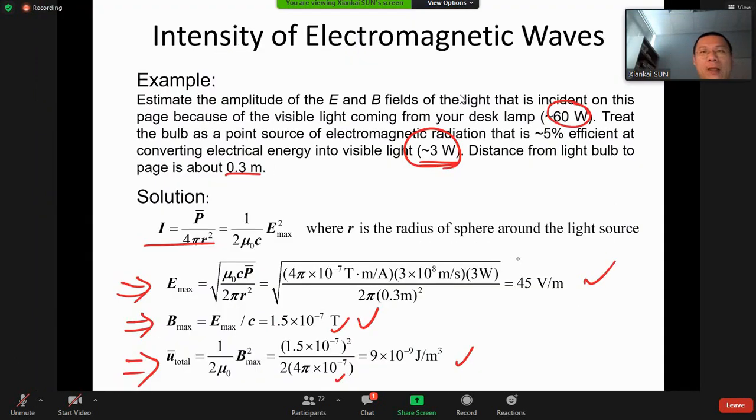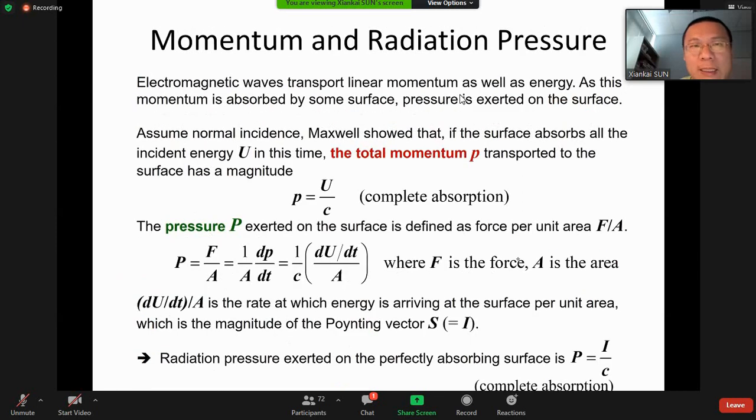Okay, after talking about the intensity, let us look at momentum and radiation pressure. Electromagnetic waves transport linear momentum as well as energy. This momentum is absorbed by some surface, and pressure is exerted on the surface.